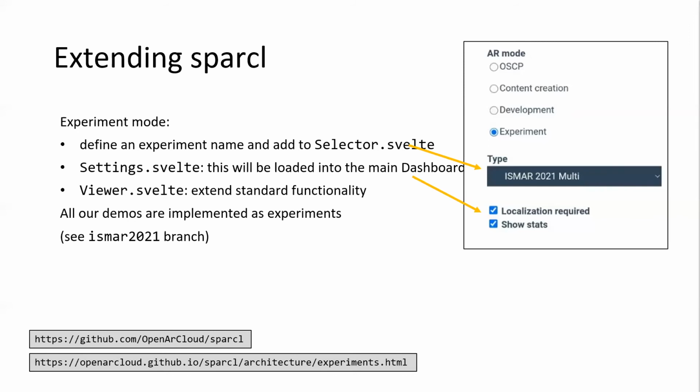view. If you want to extend Sparkle with other functionality, and also these demos, what we show today, are part in this experiment mode here. When you click on experiment mode, a couple of experiments will appear here, and you can pick. If you want to implement a new one, then you need to define a name for this experiment in selector, so it will appear here, and create a settings thread and the viewers thread file, similar to the examples provided here. And all our demos are part of the ISMAR 2020. And the documentation, how to create these experiments, the details is written here, so I won't go into the details in the interest of time.